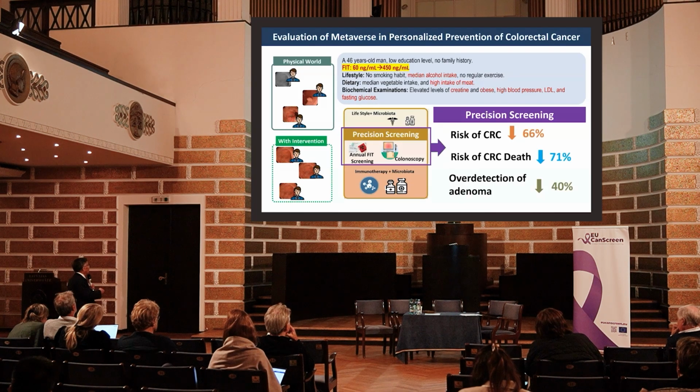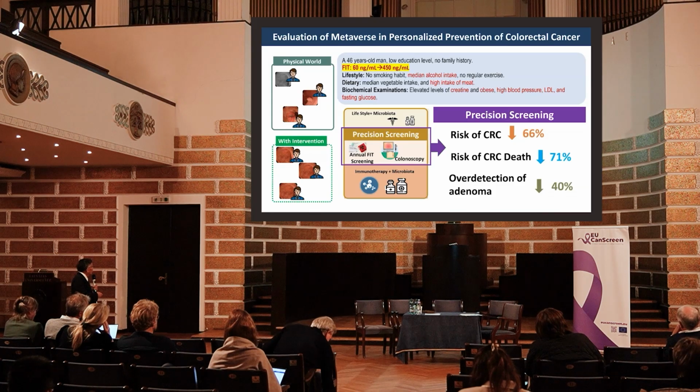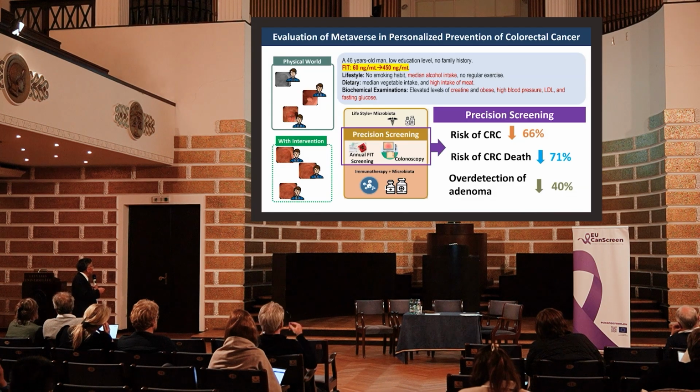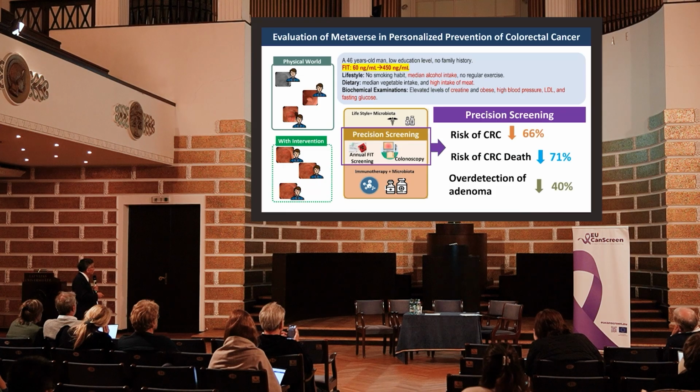So for example, this is one of the optimal results. We see people with this history and lifestyle modification with the microbiota, and also applying an annual colonoscopy. Because it's a very high concentration, maybe you can also consider immunotherapy of microbiota, whatever. Then you can evaluate the risk of incidence reduction, mortality reduction, and also the reduction of over-detection of the lymphomas.